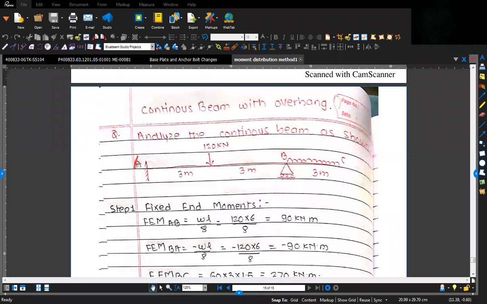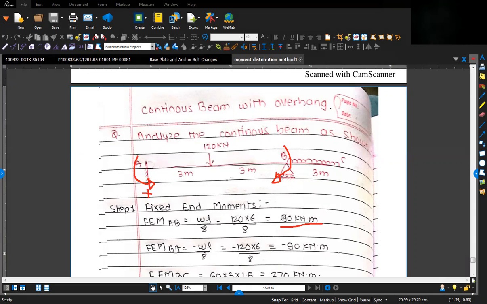And this moment is in which direction? It is in the anti-clockwise direction. Here we are assuming anti-clockwise moment as positive, so that's why plus 90 kilonewton meter. And for the BA span, this moment is in the clockwise direction. How to find out clockwise? The only change with clockwise and anti-clockwise is the sign, plus or minus.